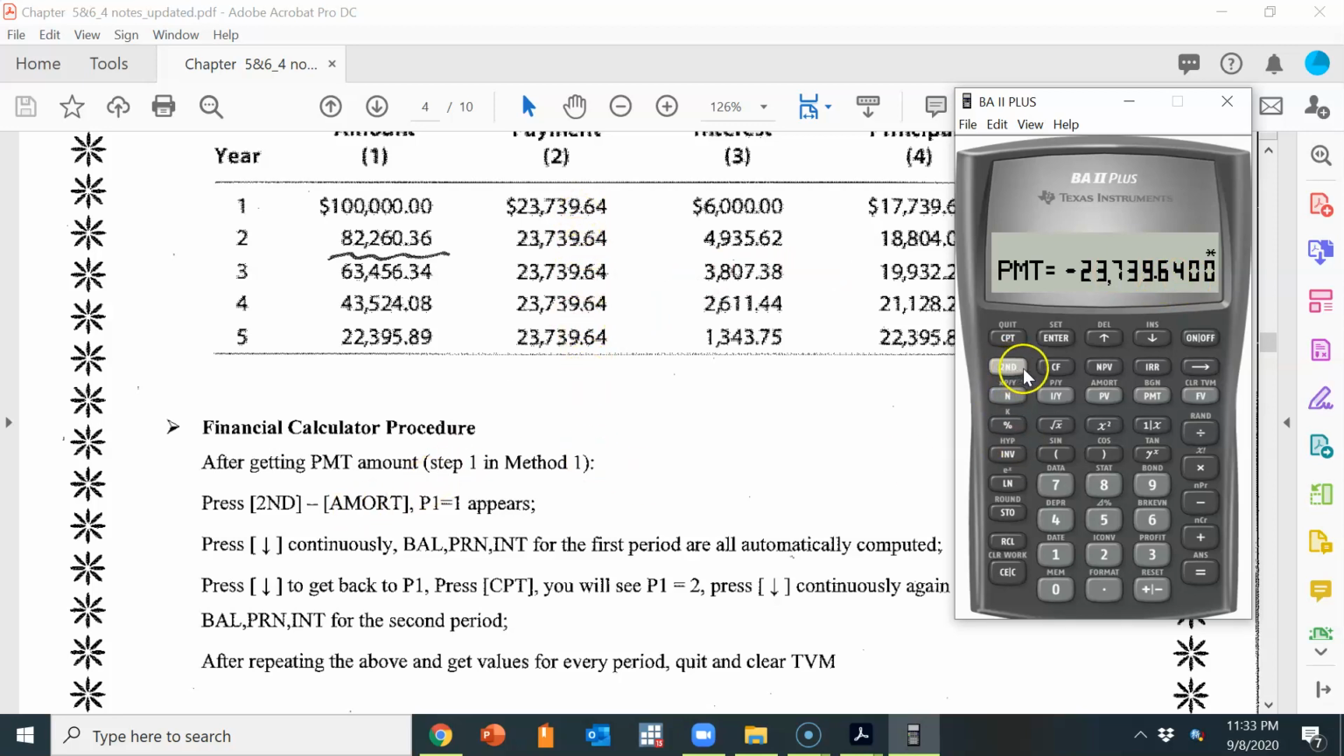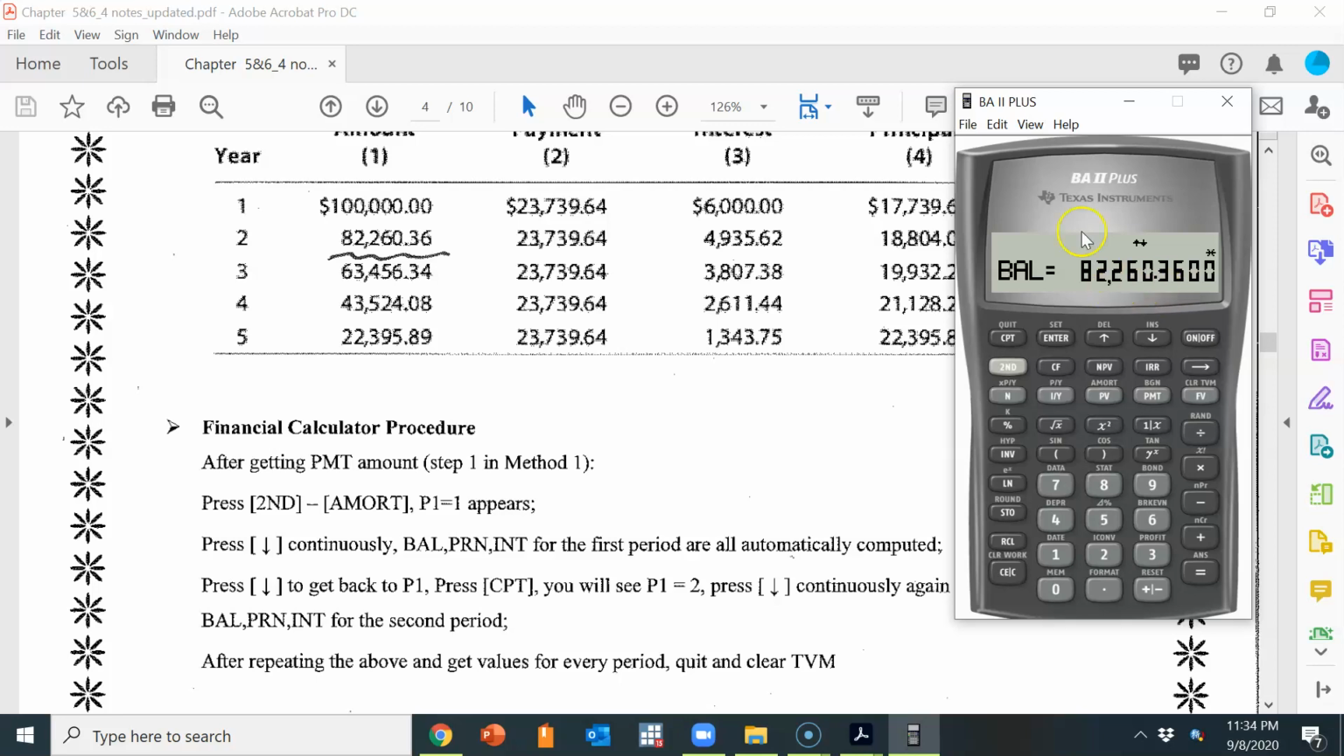Let's go to second amortization table. Again, let's keep P1 as 1. Beginning period is first year. Down button. Let's keep P2 as 1. The ending period is also first year. And let me press down button again. So here it shows us the balance, the ending balance in the first year. The calculator automatically calculates it.